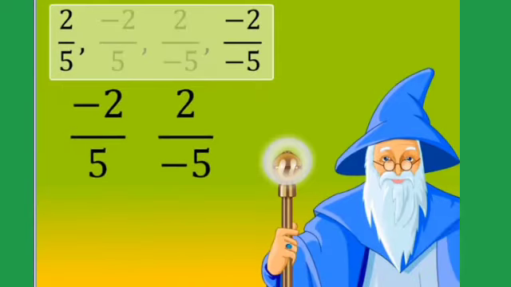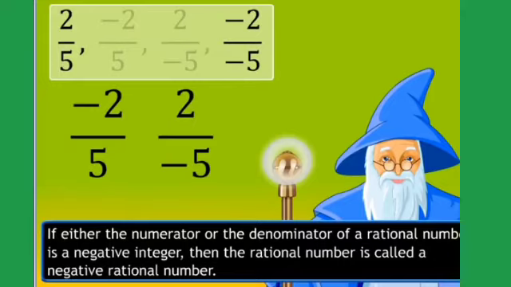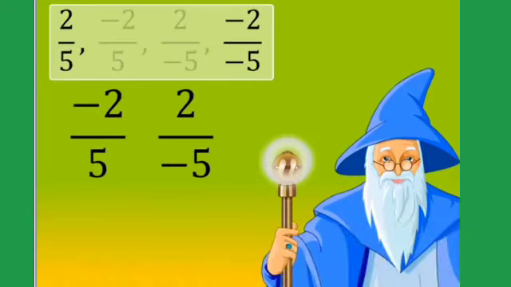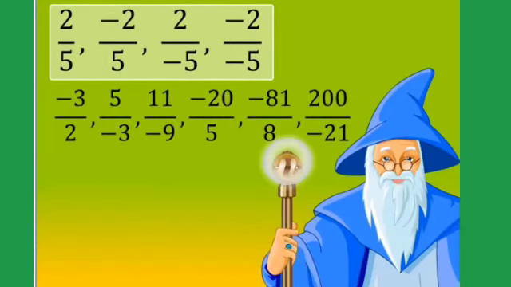Now consider these two numbers, -2 divided by 5 and 2 divided by -5. If either the numerator or the denominator of a rational number is a negative integer, then the rational number is called a negative rational number. Here are some more examples of negative rational numbers.